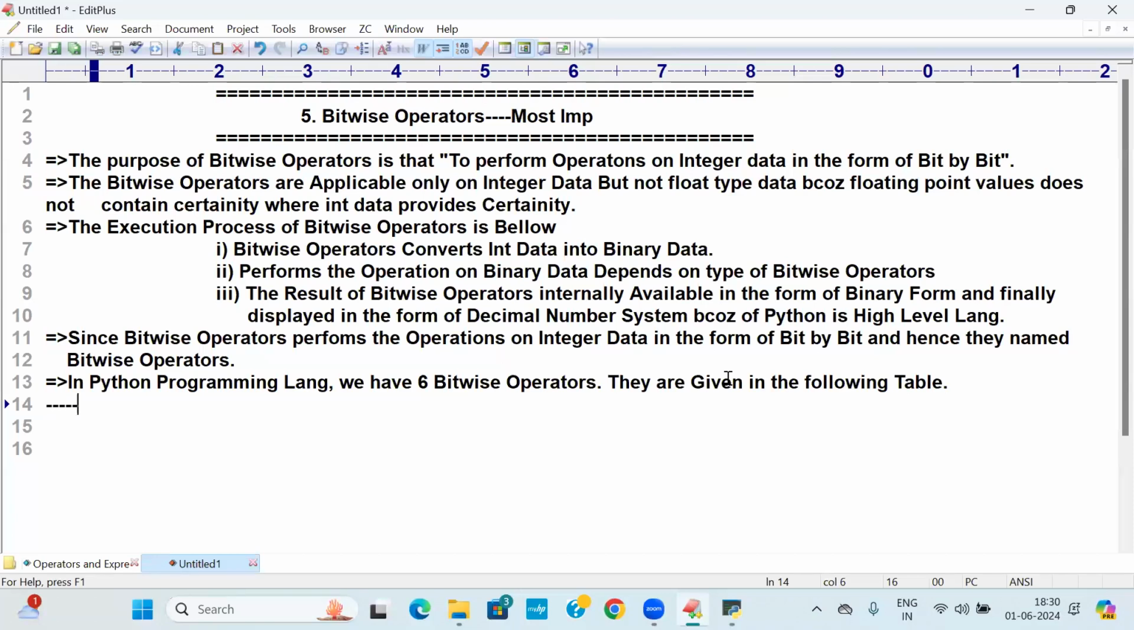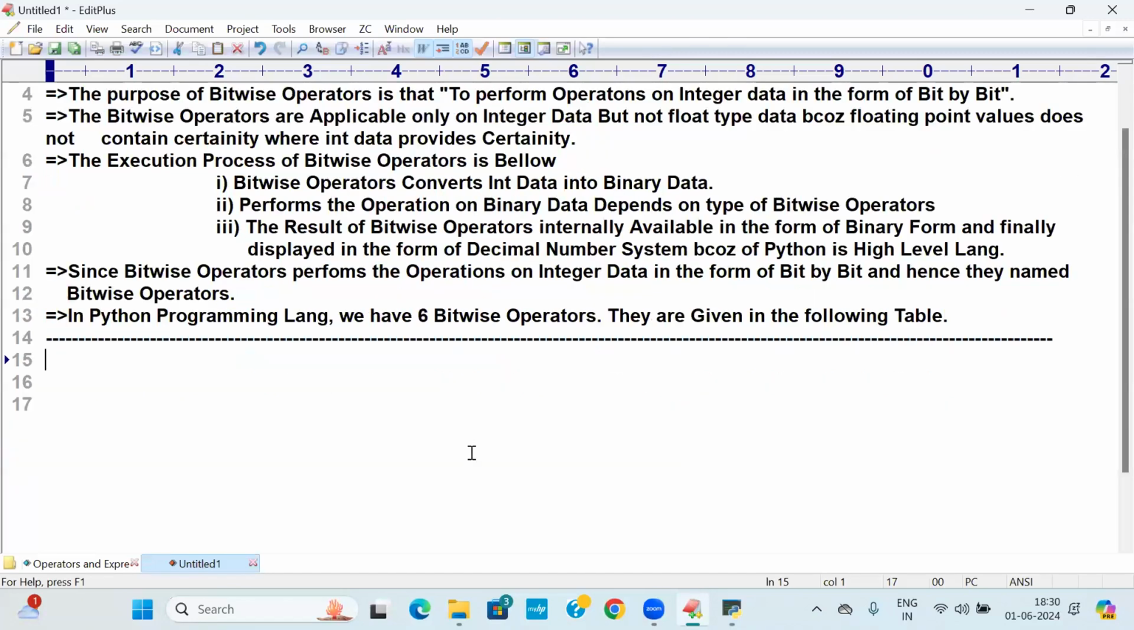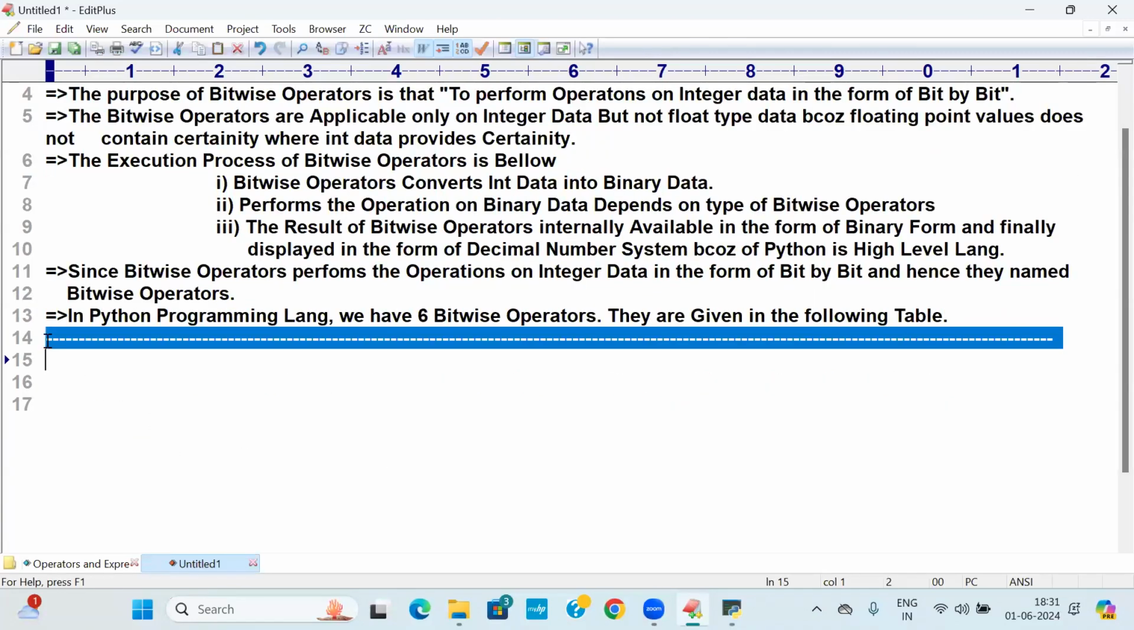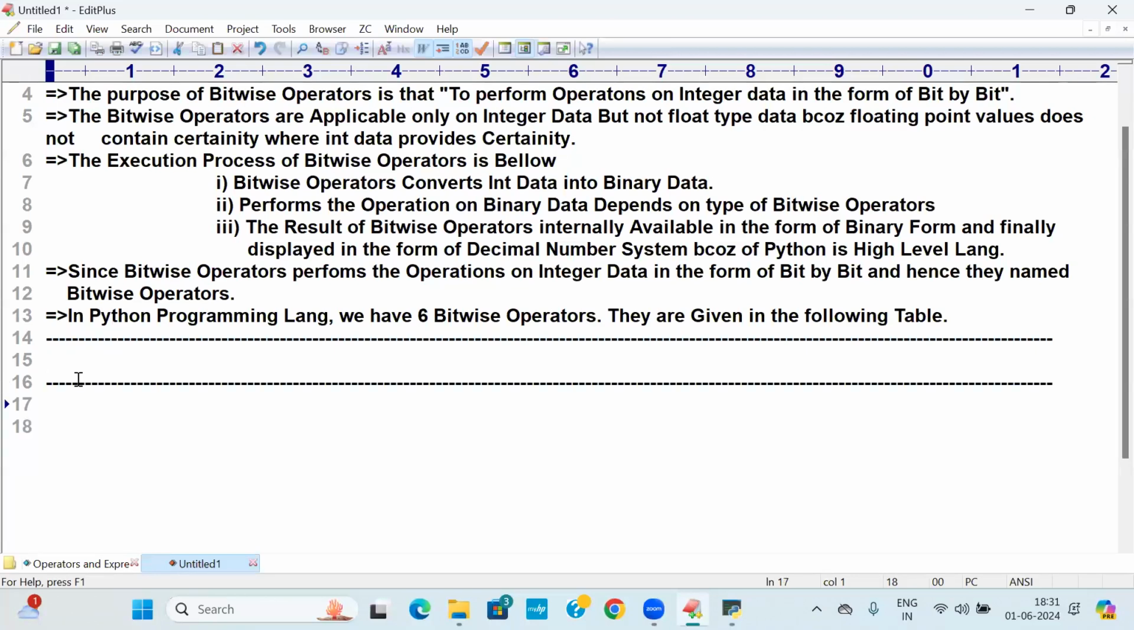So I am writing the table, students. Just let me write the table with the meaning and all. Separately, I will discuss each operator one by one. Careful, today is a very important session.